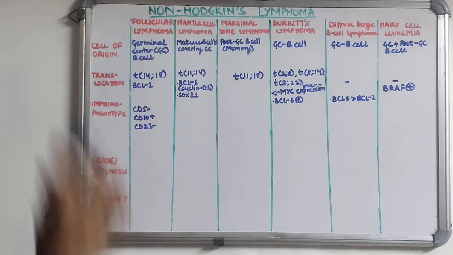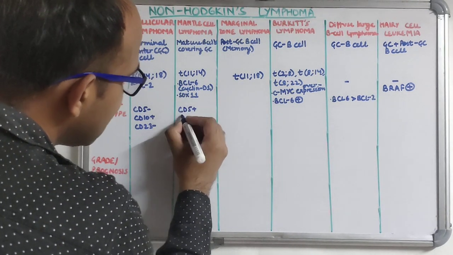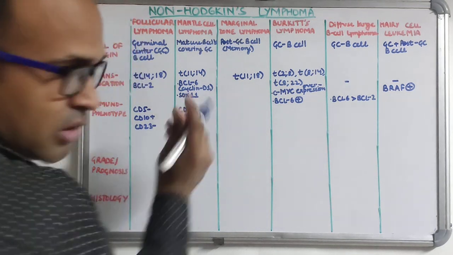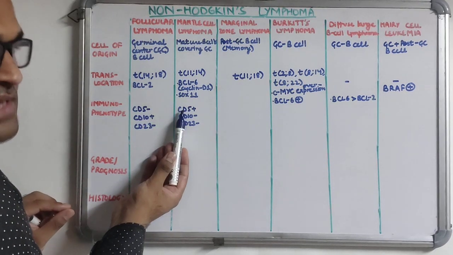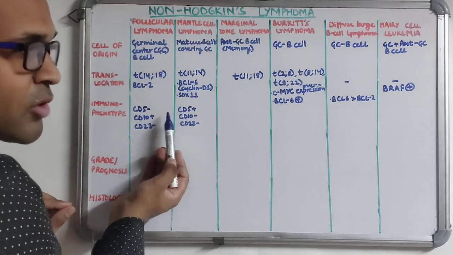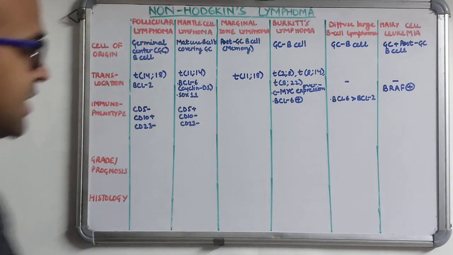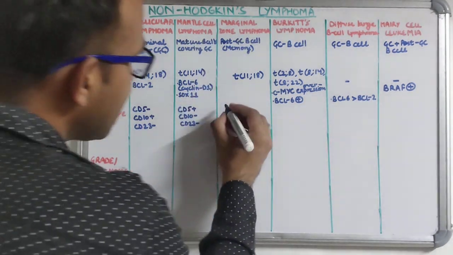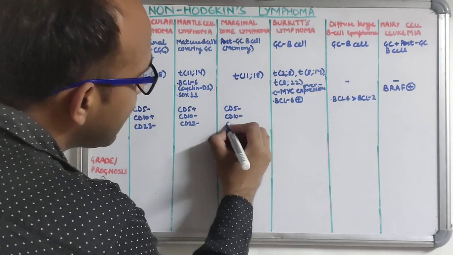Okay. When we talk about mantle cell lymphoma, here it is CD5 positive, CD10 negative. So look at the difference, how it distinguishes from follicular lymphoma based on immunophenotype. Follicular is CD5 negative, but mantle cell lymphoma is CD5 positive. Follicular lymphoma is CD10 positive, but mantle cell lymphoma is negative for CALLA, common ALL antigen. Now marginal zone lymphoma, they are triple negative, CD5 negative, CD10 negative, and CD23 negative.